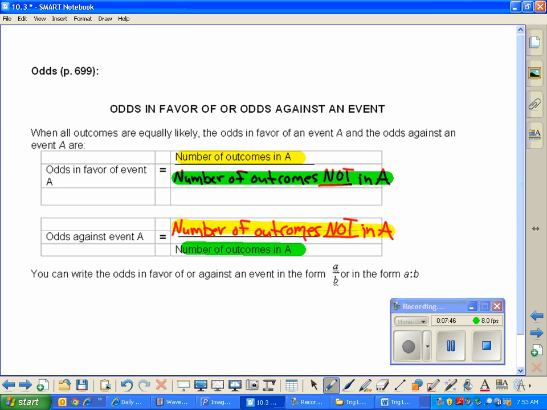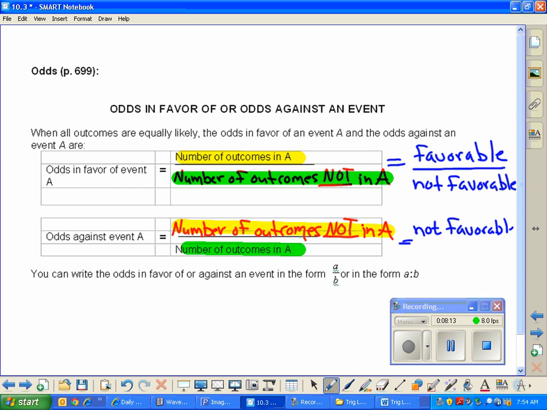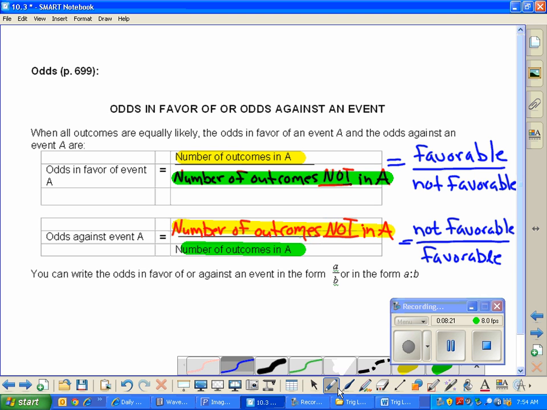So to put this maybe in a less wordy fashion, it goes like this. Odds in favor of an event go favorable over not favorable. Notice it's not over your total. That's what I'm trying to draw your attention to. And this guy here is not favorable over favorable. And just a little switch up in the notation. Draw your attention to that just briefly.